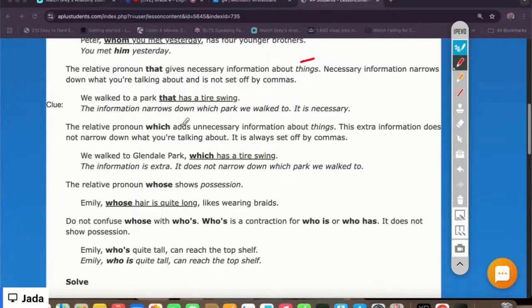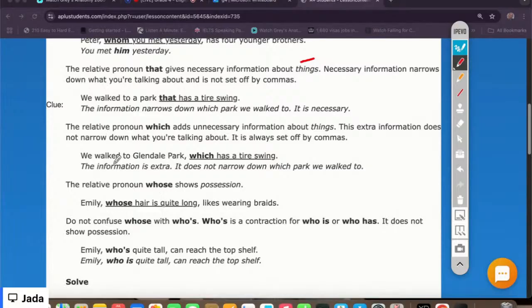So next up we have which. The relative pronoun which adds unnecessary information about things. Remember that that is telling us about things and it is necessary information. But which is about things but unnecessary information. The extra information does not narrow down what you're talking about. It is always set off by commas. So which mainly has commas that set it off.